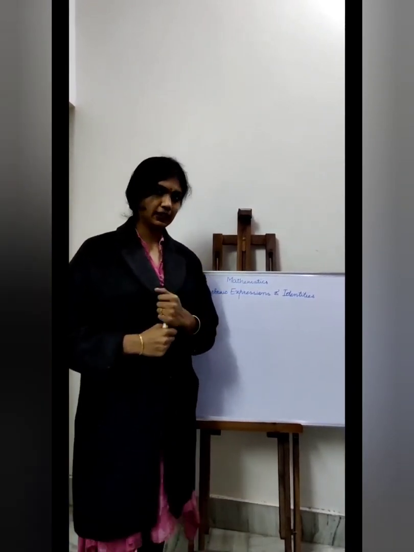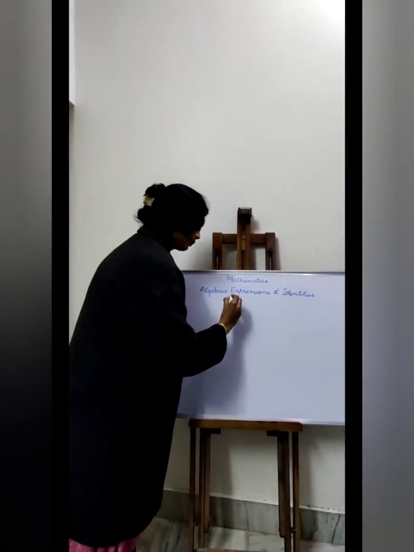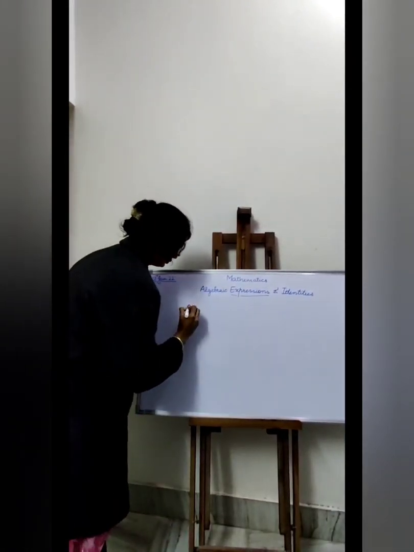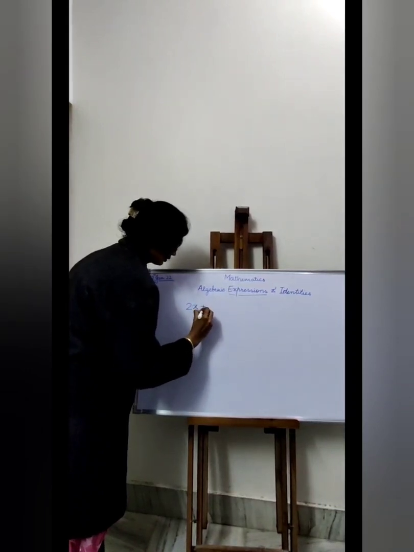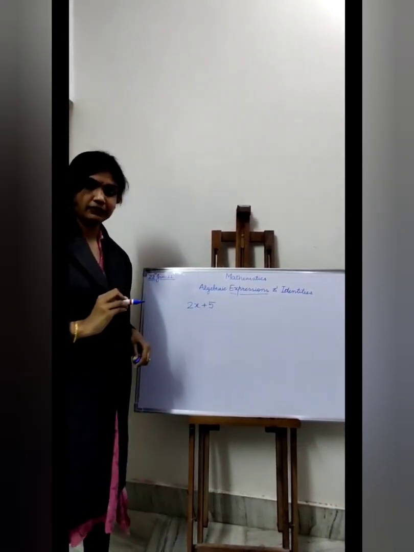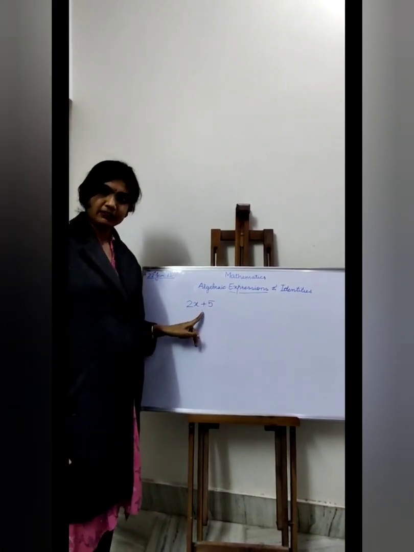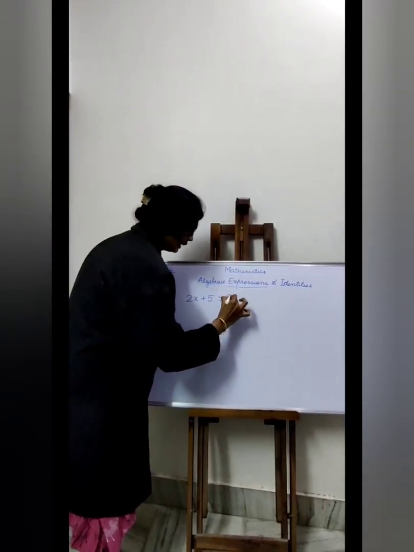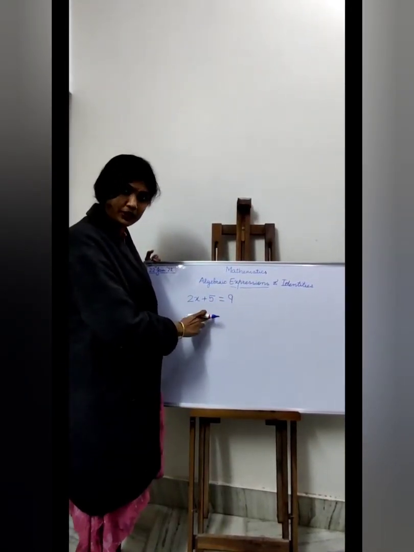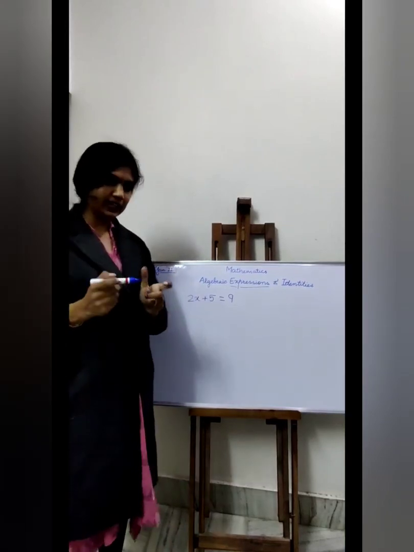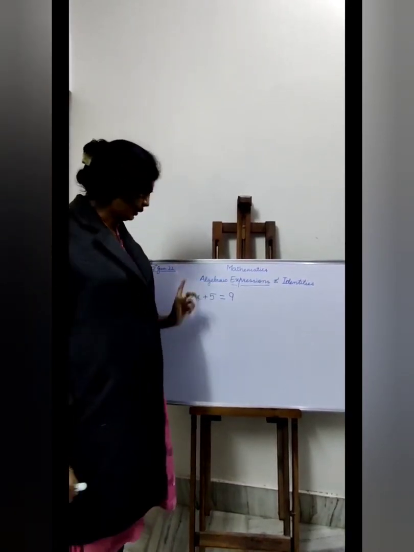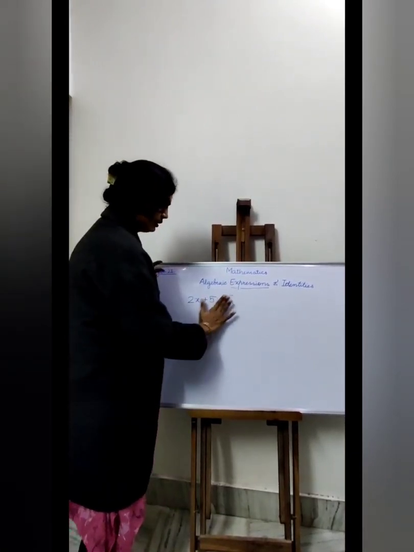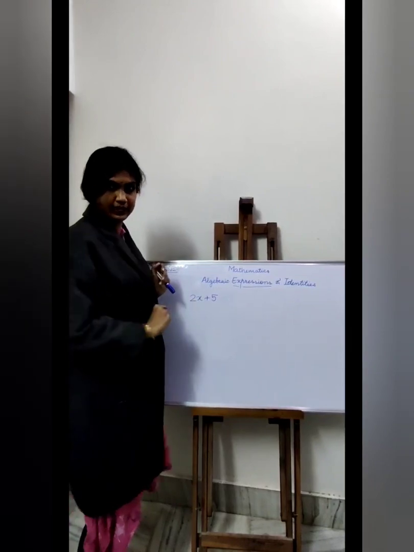Now, the first thing is expressions. What is an expression? Suppose if I write 2x plus 5, so this 2x plus 5 is an expression. If I write it is equal to 9, then this becomes an equation. So what is the difference between the expression and the equation? An equation is written with an equals to sign and an expression is written without an equals to sign.